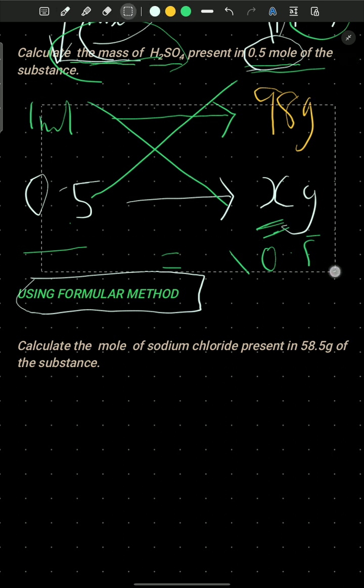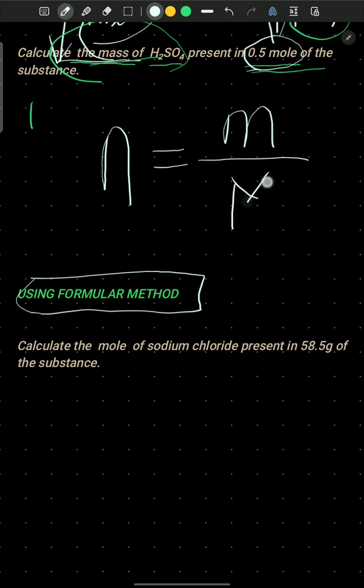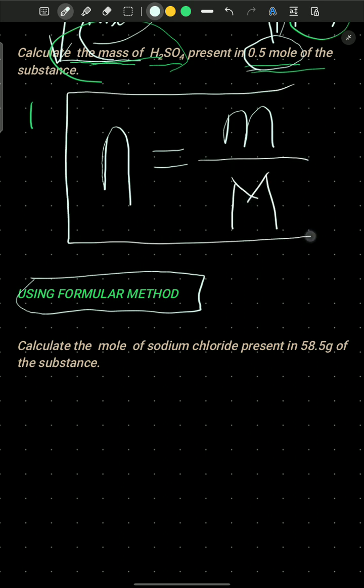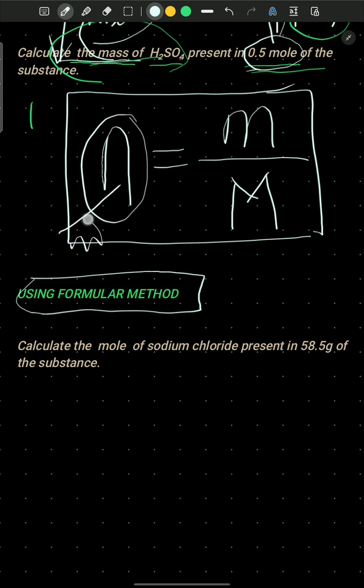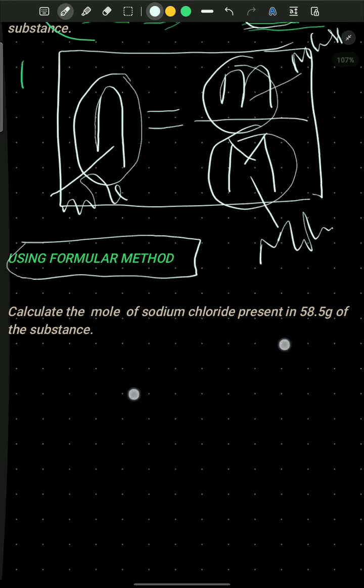Why? It's because it's just a formula. All you need to do is to know the formula. The formula says that n is equal to small m all over capital M. The small n represents the mole or the amount of substance, the small m represents the mass of the substance given in the question, while the capital M represents the molar mass.